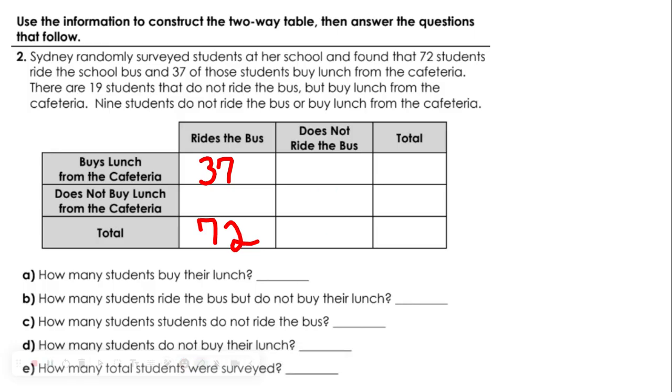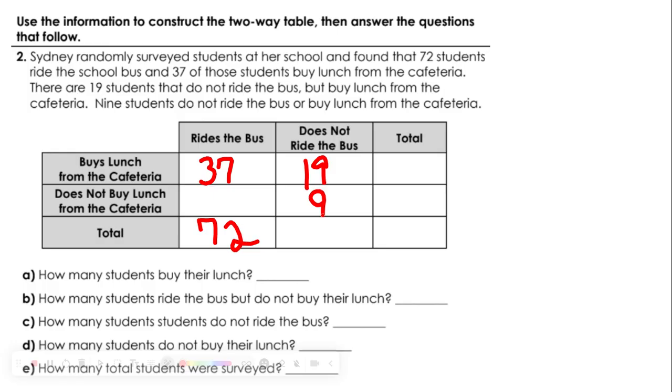Okay, I figured it out. 19 students do not ride the bus. That's down the do not ride the bus line, but they do buy lunch from the cafeteria. So that 19 goes there. And then 9 students don't ride the bus or buy lunch from the cafeteria. So the overlap of does not ride the bus, does not buy lunch from the cafeteria is 9.